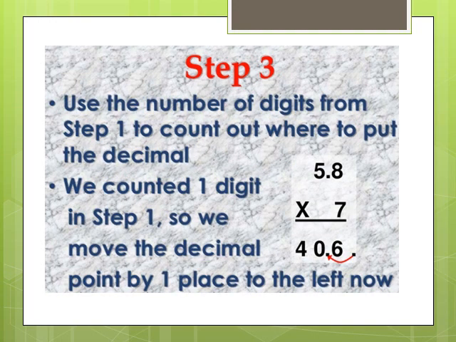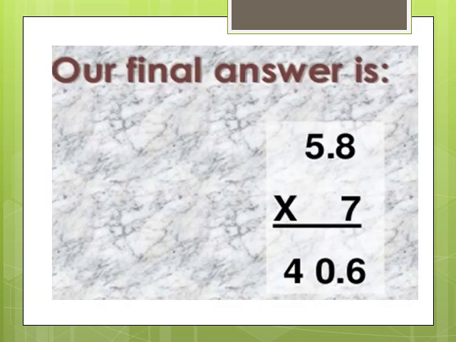In step 3, we need to put a decimal point in the product. So after multiplying 58 by 7, the product is 406, but we have only one decimal place. So we'll shift the dot one place to the left now. And our final answer is 40.6.